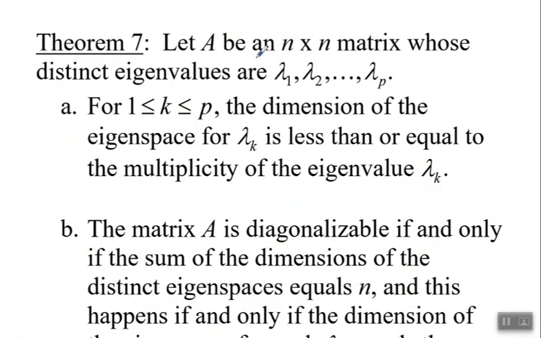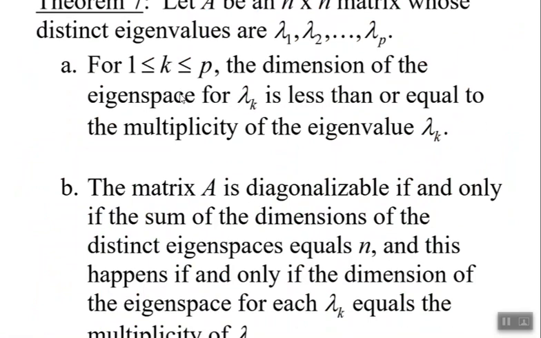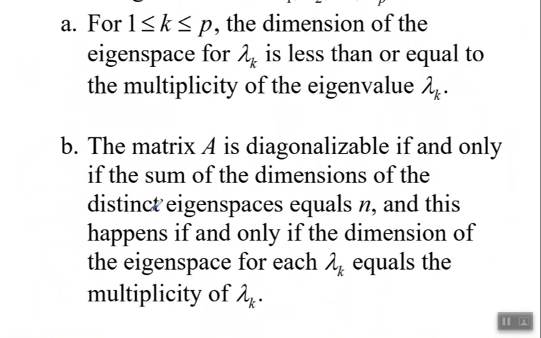All right. So if we have distinct eigenvalues, each one of those is distinct. So this one does only have 2 distinct eigenvalues, -2 and +2. The dimension of the eigenspace is going to be less than or equal to the multiplicity of the eigenvalue. That's always going to be the case. Matrix A is diagonalizable if and only if the sum of the dimensions of the distinct eigenspaces equals n, and this happens if and only if the dimension of each eigenspace equals the multiplicity. And it's kind of the same thing that we were saying before. So that theorem kind of already talked about it.